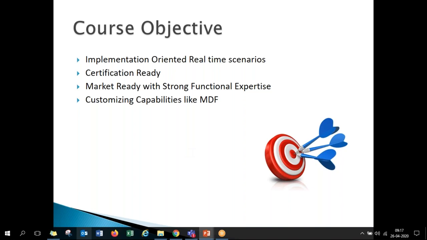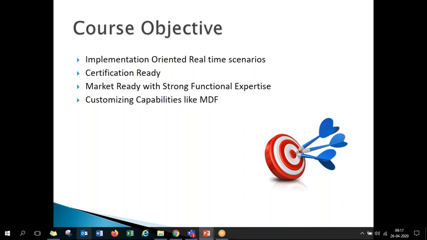And one more thing: certification is basically an important thing in SuccessFactors. That is how SAP has designed it. SuccessFactors would require certification, and we make sure that all of you are certification ready by the end of this course. So definitely by the end of this course, with at least 2 weeks of self-study, you can be eligible for appearing for certification. And when I say certification ready, it's nothing like bookish knowledge. We make sure you have all the functional expertise to handle your own independent projects after the training.